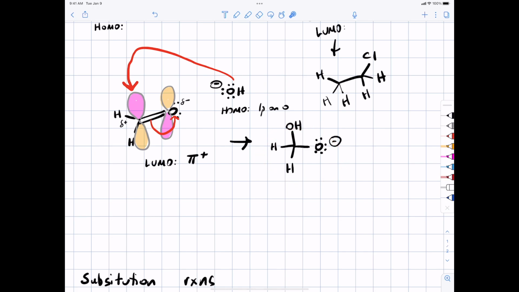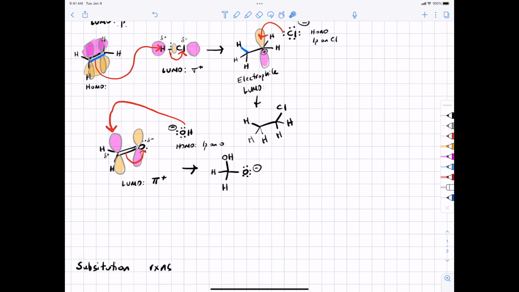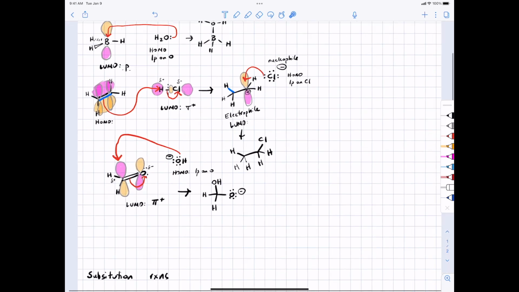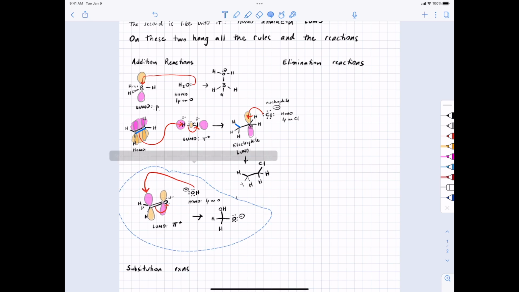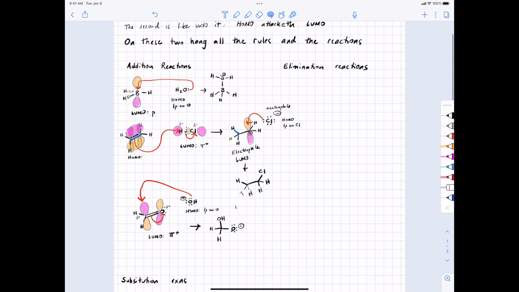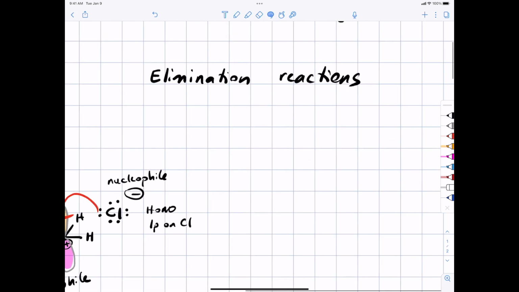This isn't the final product, that's just an intermediate. We're just dealing with the first step of the reaction. But that's something that you won't really see again until 352. Okay? There are elimination reactions. So, you'll see some of these this semester.